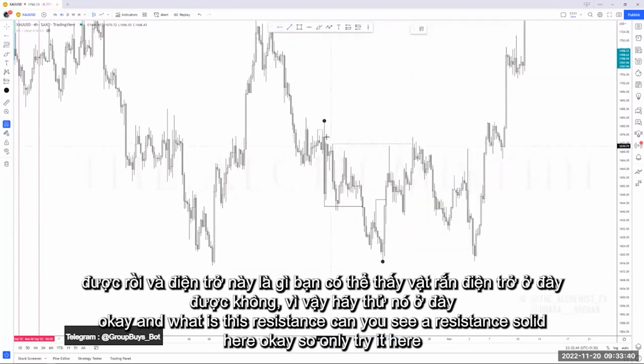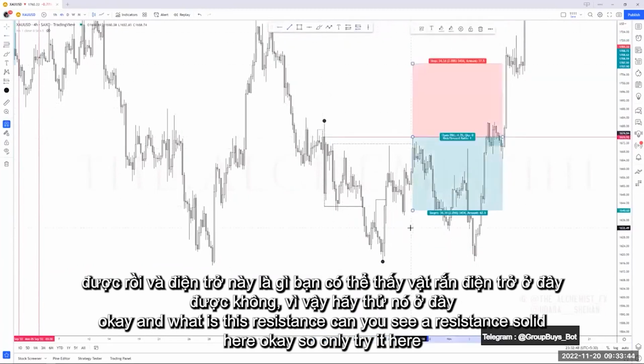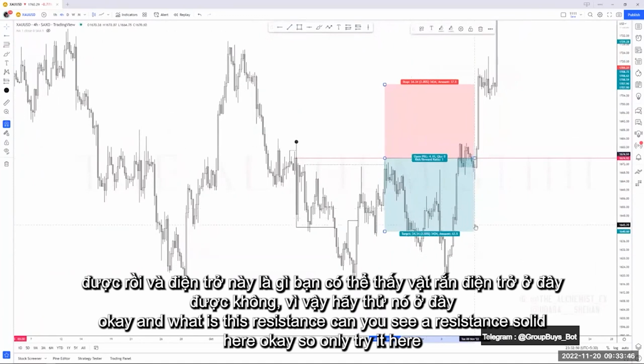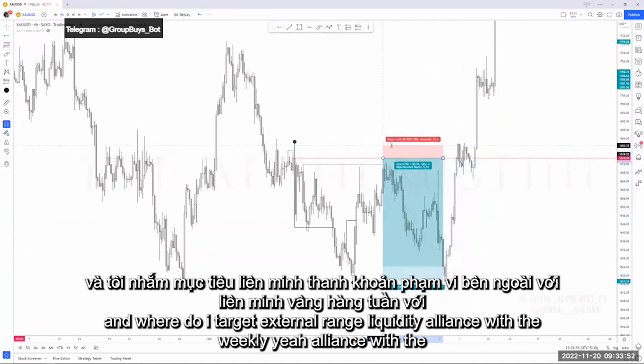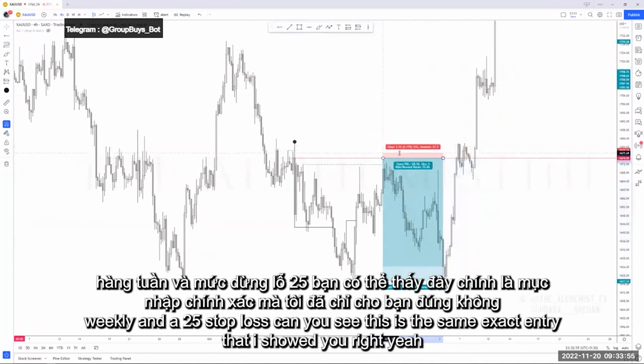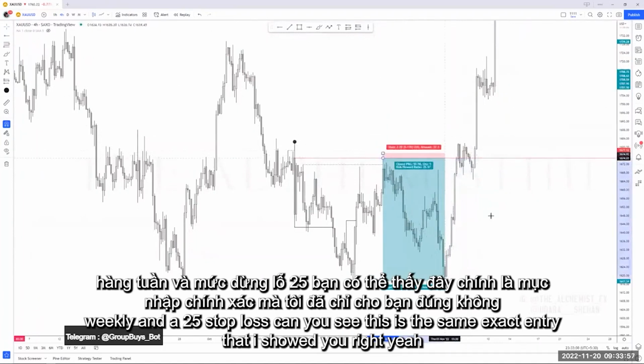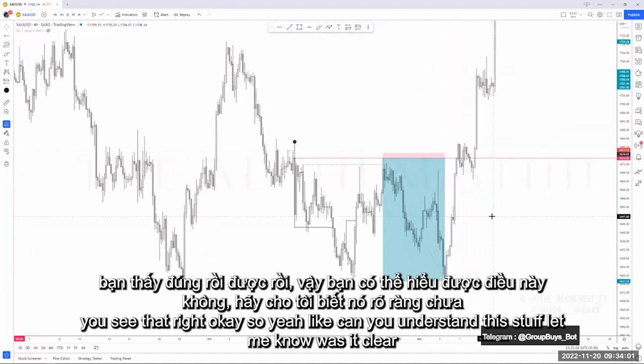And what is this? A resistance. Can you see it? Resistance, right here. And where do I target? External range liquidity, which aligns with the weekly, and a 20 pip stop loss. This is the same exact entry that I showed you, right? Same exact entry. You see that, right?